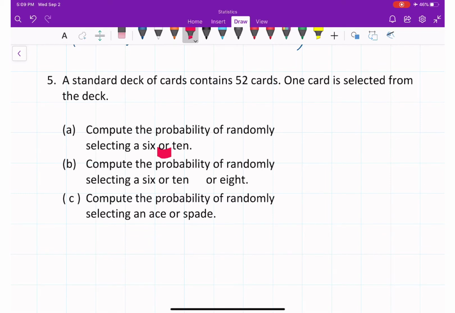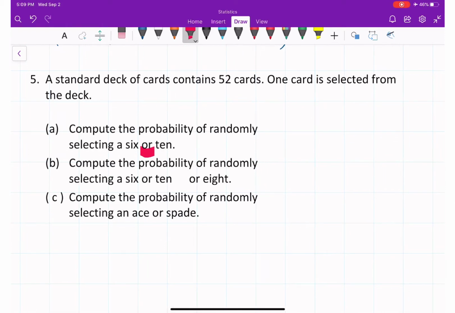So let's see. Probability of 6. How many 6 cards are in the card deck? 4 of them, right? It's not asking what type of 6, so I'm just writing down probability of 6. Probability of 6 is 4 out of 52. Probability of 10 is 4 out of 52.